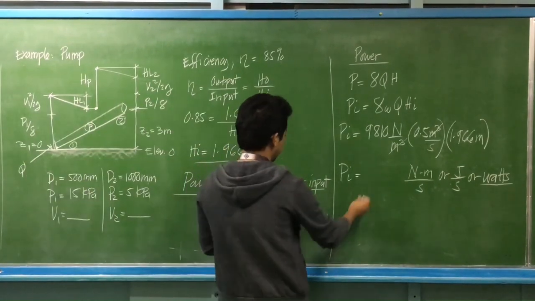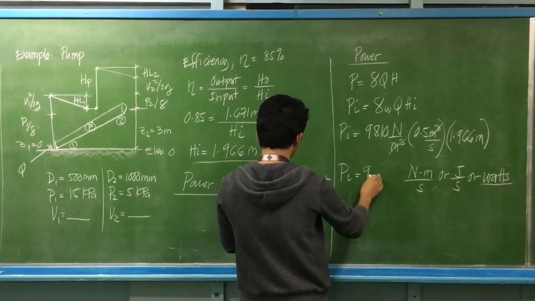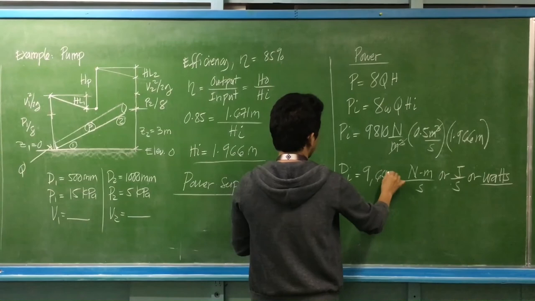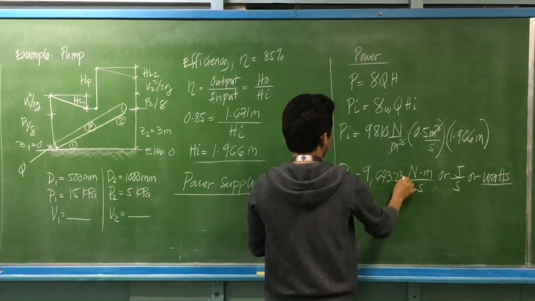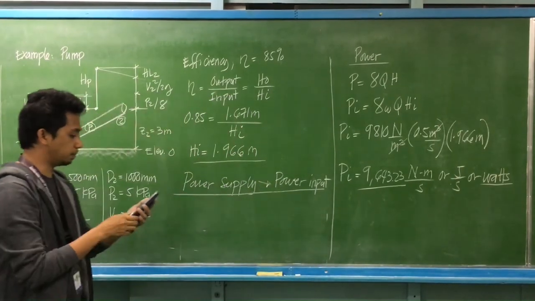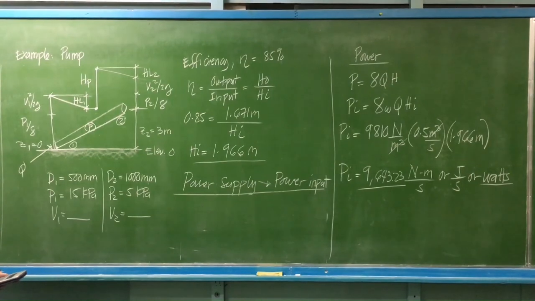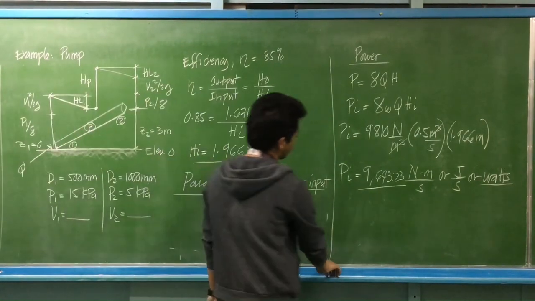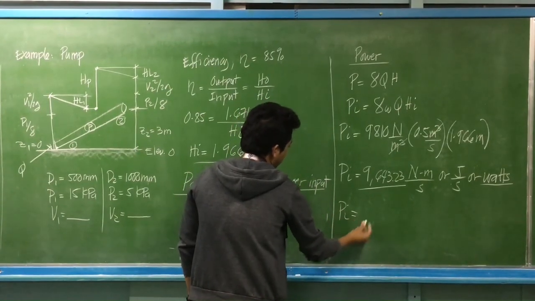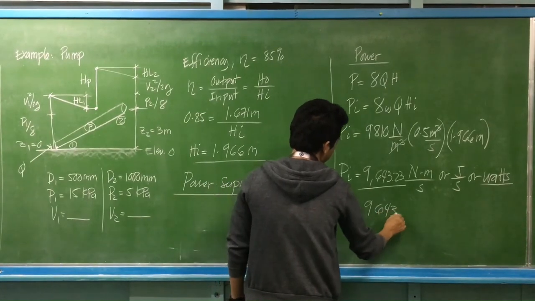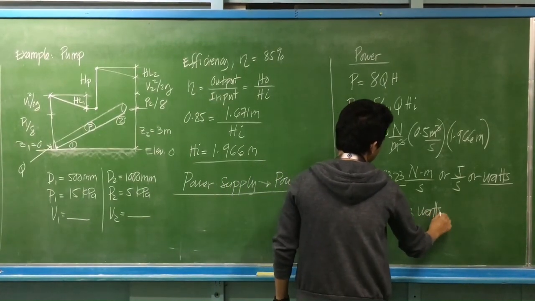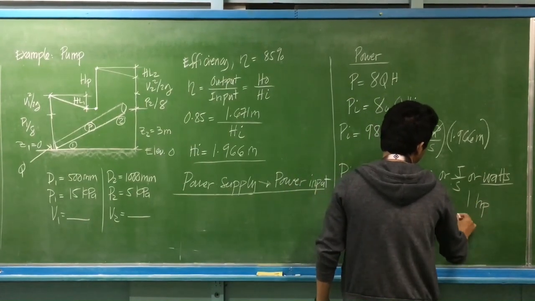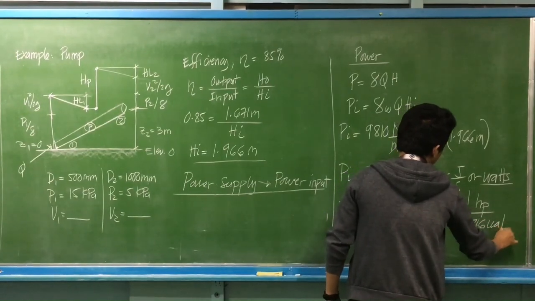Okay, so we have a power input of 9,643.23 watts. Newton meter per second or joules per second are the same as watts. This is already our final answer, but just to convert it to horsepower, power input is equal to 9,643.23 watts, multiplied by 1 horsepower is to 746 watts.